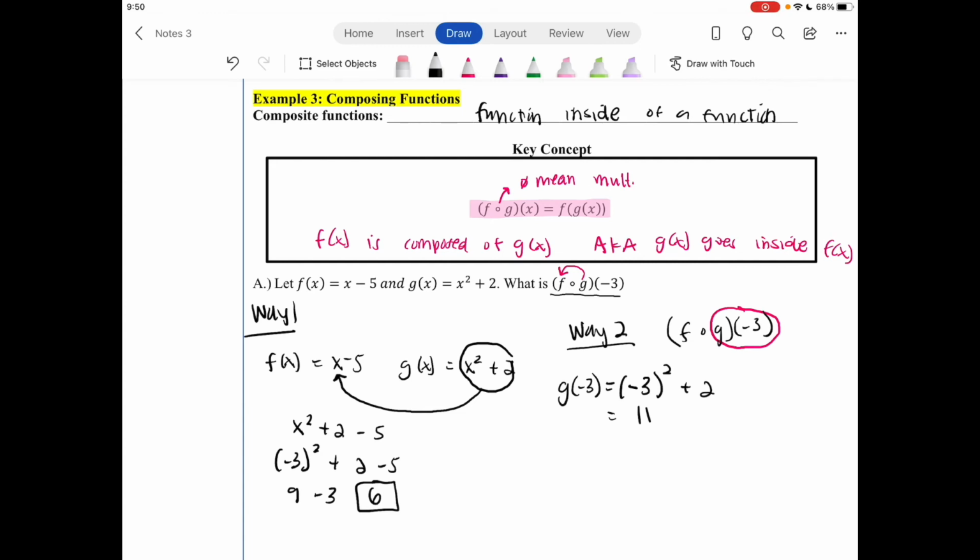Then we can take this part, and we're now going to say, okay, we're taking the answer of g of negative 3 and plugging it into the function of f, which means we're going to do f of 11, which is 11 minus 5, which also gives us that same value of 6.